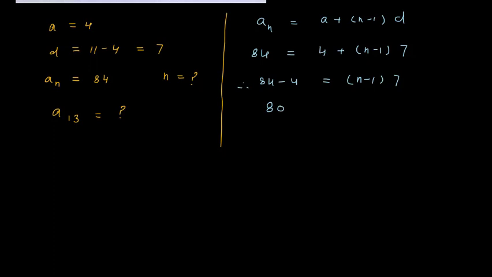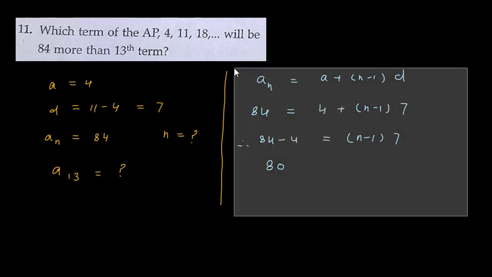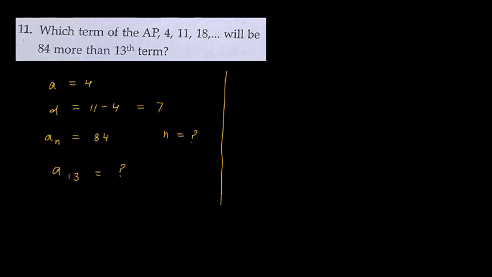84 minus 4 is 80. I think something is wrong because it should be divisible by 7. Let me check again. 4, 11 and like that, 84. Which term of an AP will be 84? Oh, 84 more than the 13th term. So the data I have taken is wrong. An is not 84. Which term is 84 more than the 13th term?